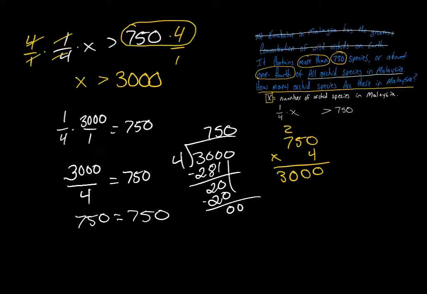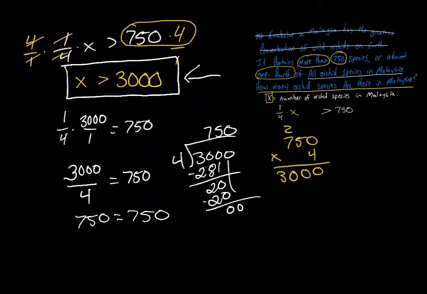So we know that we're right where we need to be, and we go back up to our answer. There are more than 3,000 species of orchids, and that would be your answer right there. Okay. The good news is that they did the hard stuff first. The bad news is we still have some more that we need to cover.